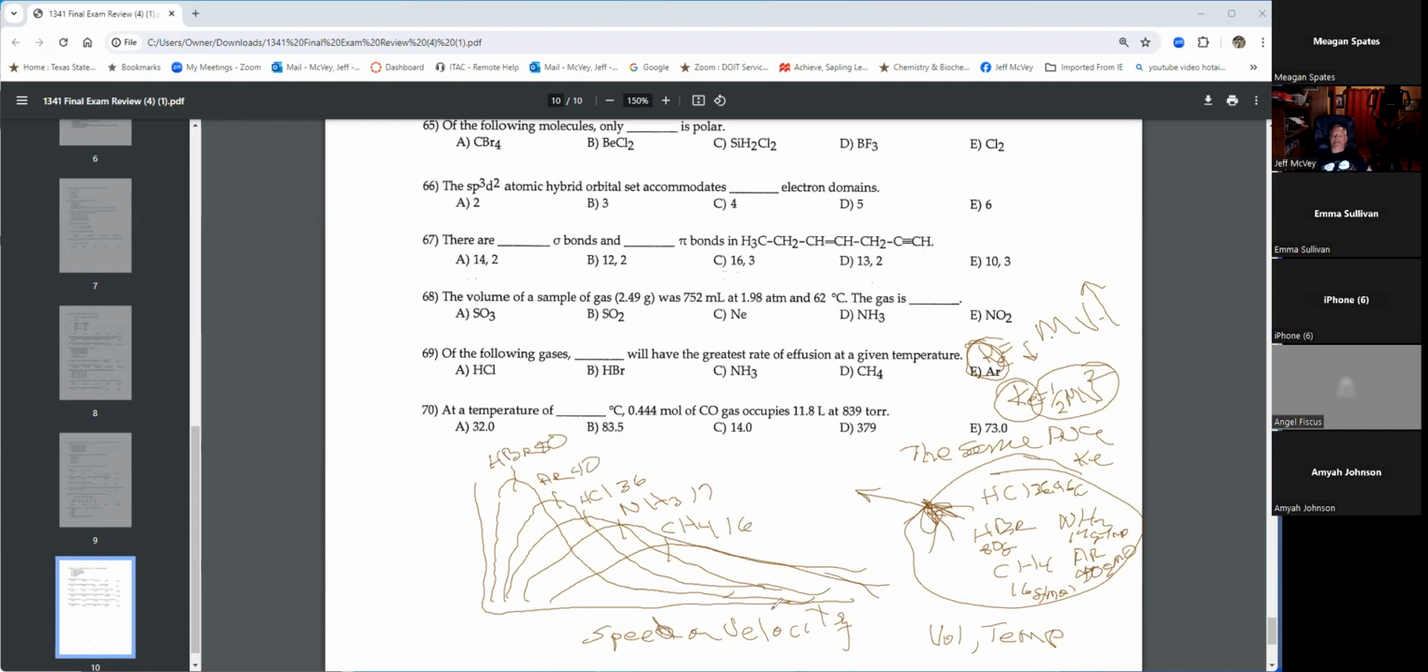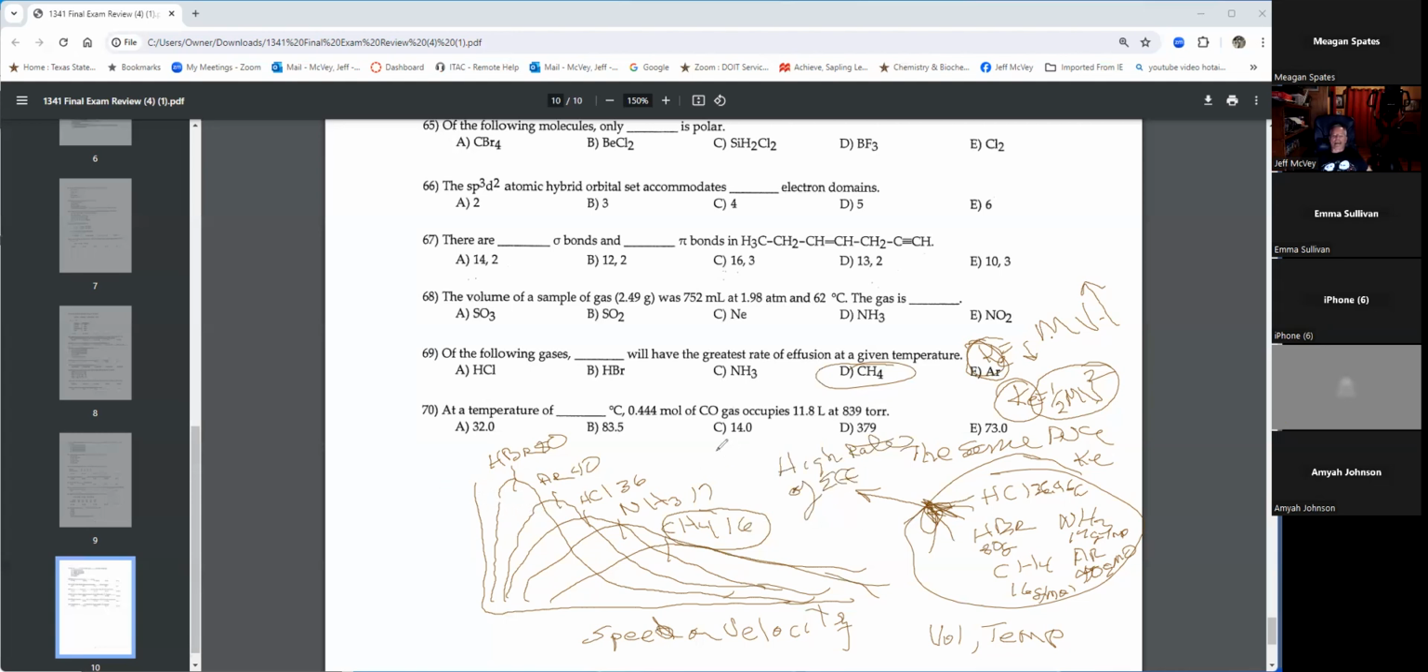Keeping in mind, they all have the same average kinetic energy. Methane here, as the lightest gas, is going to be taking more shots at the basket, and it will have the highest rate of effusion. Effusion is just escape through a tiny hole. Highest rate of effusion. Okay, so my answer for this one should be D. Is it? Better be. Yes. Do you understand?